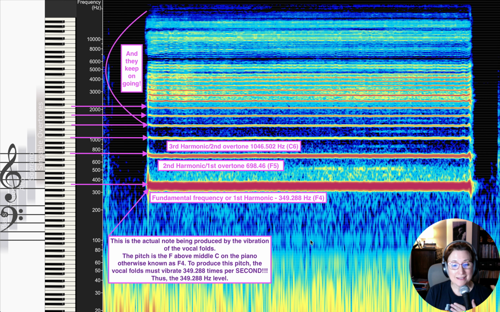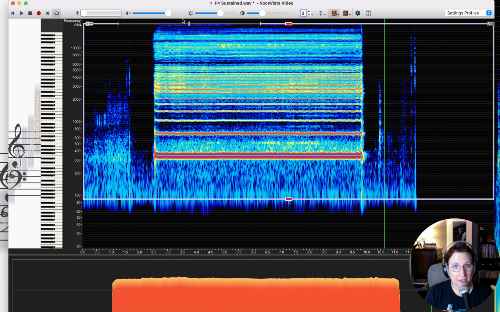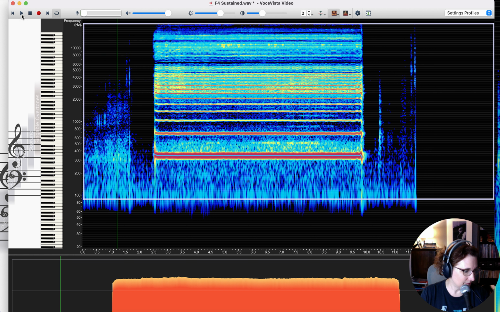But what I thought it would be nice is for you to hear what I'm talking about. So here's the video that I made that I took the screenshot of. And so we see the fundamental pitch and the harmonics, or the overtones. The fundamental pitch and the overtones, or all of the harmonics. All right, so let me play and see if you can hear this. I want you to hear what it sounds like.